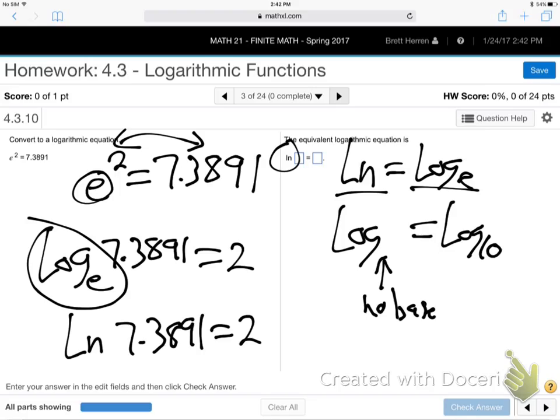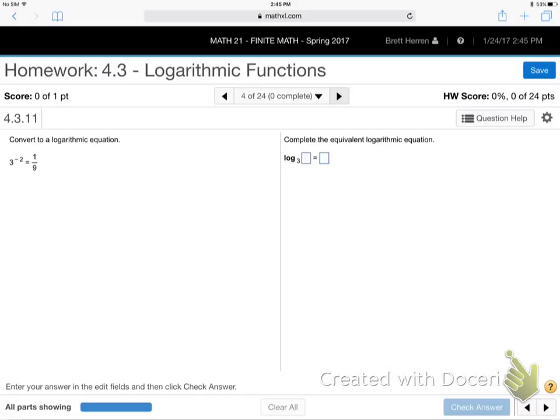Like anything else in life, when you do the same thing a million times, after a while you say, look, I'm not going to write the 10. In the real world, they use the 10 so often when they do things with logs that they just stopped showing it. They said, look, if I just write log and I don't show any base, I mean 10. If I write ln, I mean the special number e. E's a special number, like pi is a special number, 3.14 or whatever. E is a special number used in calculus to do certain things, so it's special. So this is our final answer, because log base e becomes natural log. All right, try that one.